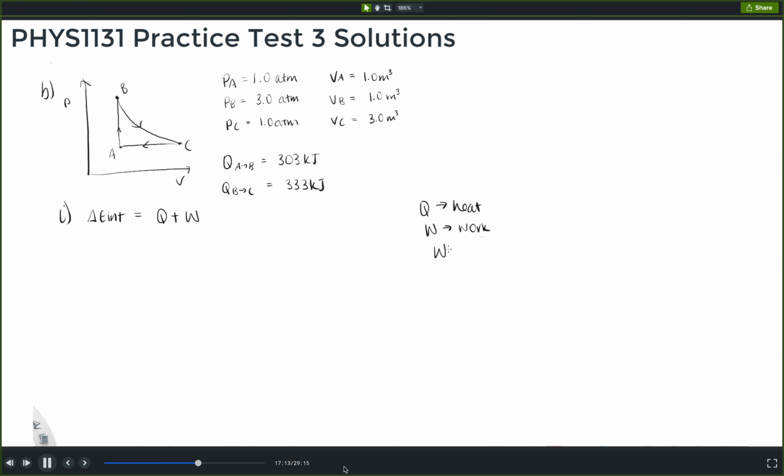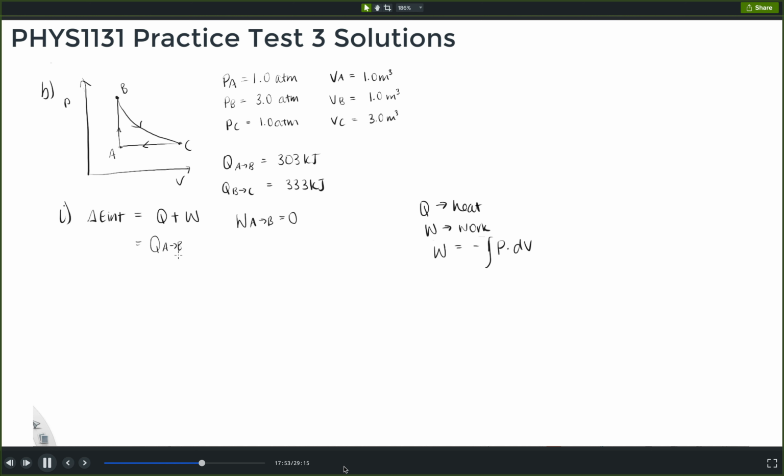Now we have an equation for work. It is negative the integral of pressure times the change in volume. Now, the really important thing to remember about work is that work is non-zero when there is a change in volume. If there is no change in volume, that means that work is 0. Now here, we were told that A to B is an isovolumetric process, which means that there is no change in volume. Therefore, the work for the process A to B is 0.